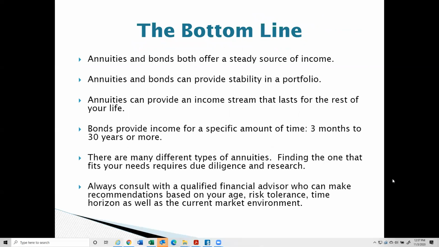So the bottom line: annuities and bonds both offer steady sources of income. Annuities and bonds both can provide stability in your portfolio. Annuities can provide an income stream that lasts for the rest of your life. Bonds provide income for a specific period of time, 3 months to 30 years or more. There are many types of annuities. Finding the right one that fits your needs requires due diligence and research. I recommend you always consult with a qualified financial advisor who can make recommendations based on your age, your risk tolerance, your time horizons, and the current market environment.